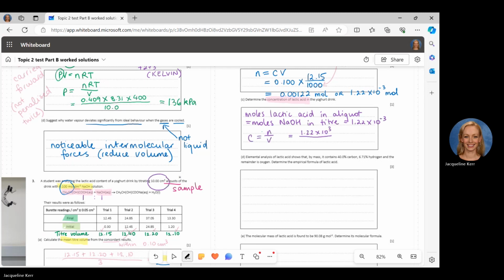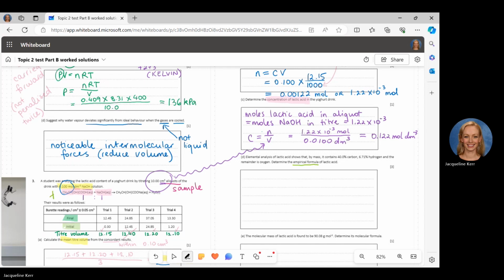So the moles of lactic acid, if we use C equals n over V, is 1.22 times 10 to the minus 3 over the volume of the aliquot, which was 10 centimetres cubed. Or we can just go straight to writing 0.0100 decimeters cubed. And then we'll get our concentration, which ends up being 0.122 moles per decimeters cubed. And all my units match. So that's good there.